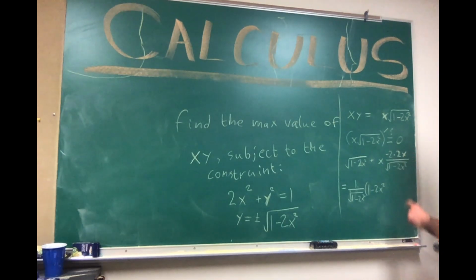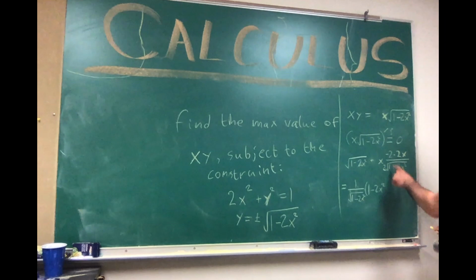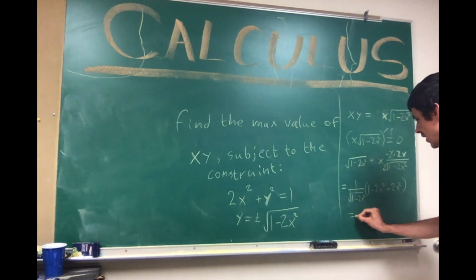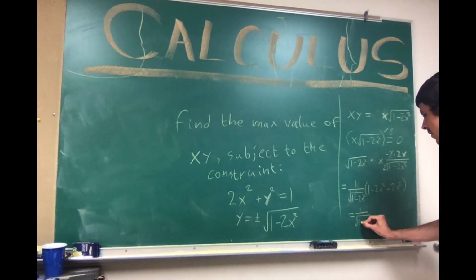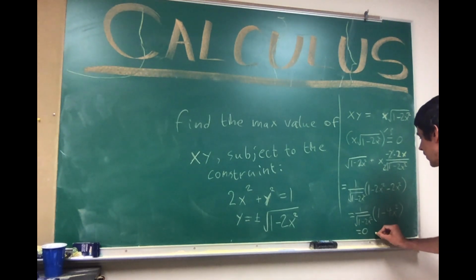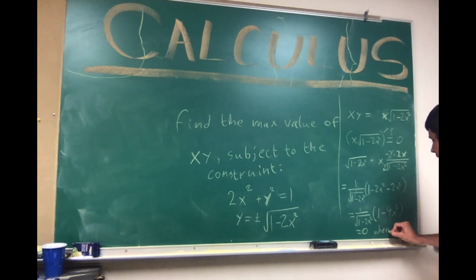Then we can move in with this stuff. Oh, sorry, there's supposed to be a 2 right here because of the chain rule, and then these 2's cancel, so we get minus 2x squared. So all in all, we get 1 over the square root of 1 minus 2x squared times 1 minus 4x squared, which equals 0 exactly when x equals 1/2.